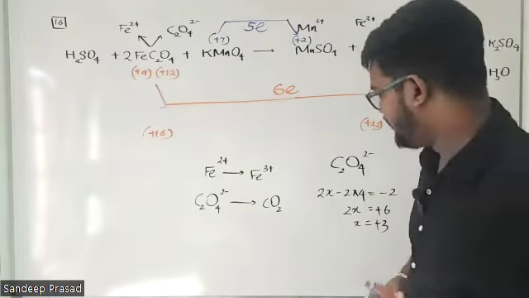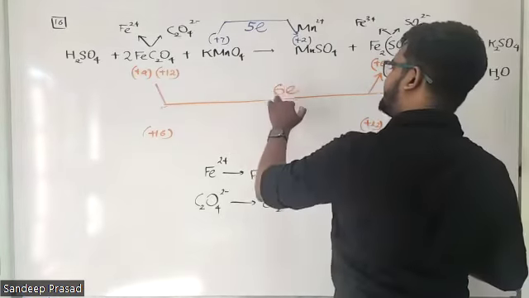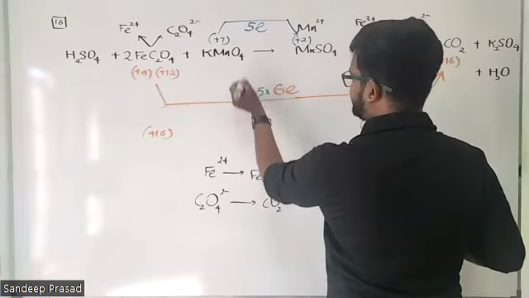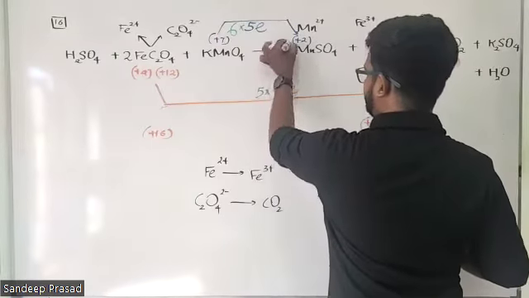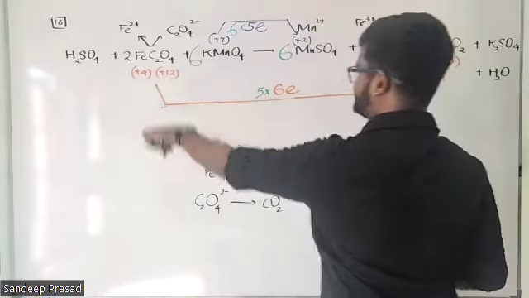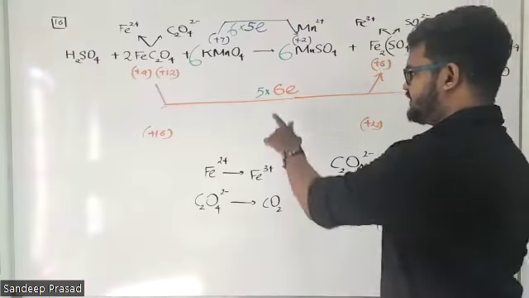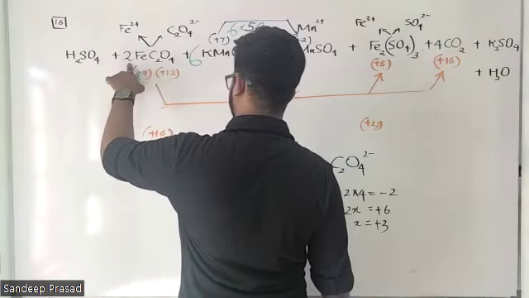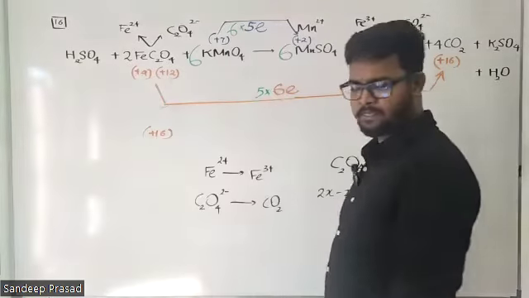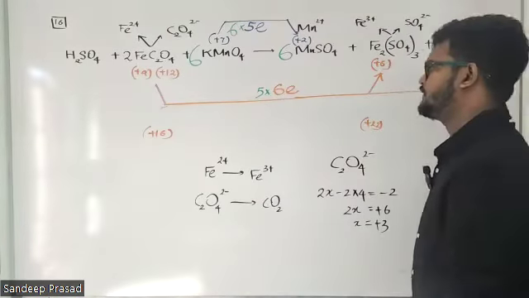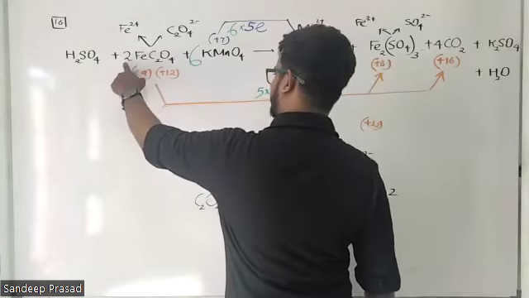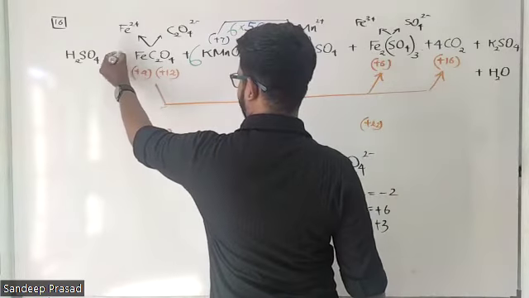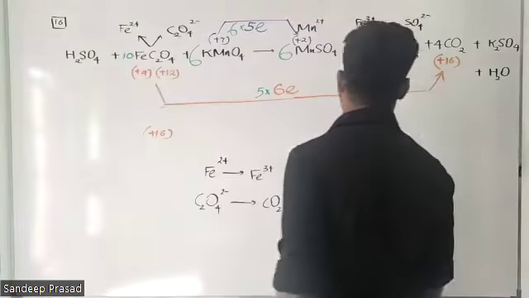Now, we have to equalize the increment and decrement. Therefore, let me multiply this one by 5, this one by 6. Put here 6. And then you can see that you are going to multiply this one by 5. Already 2 is there as a coefficient. Listen to this one now. This is a very important reaction. You are going to multiply this one by 5. So that means already 2 is there. 2 into 5, what is it? 10.